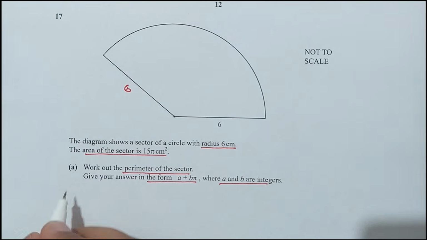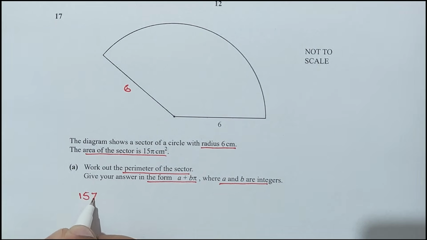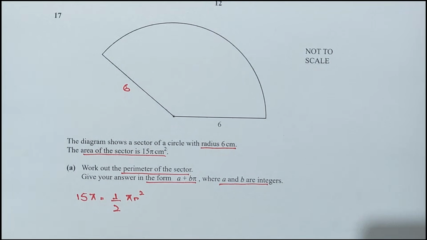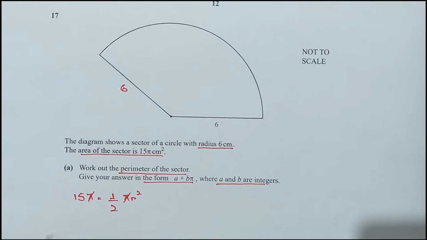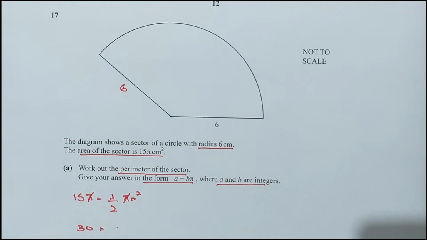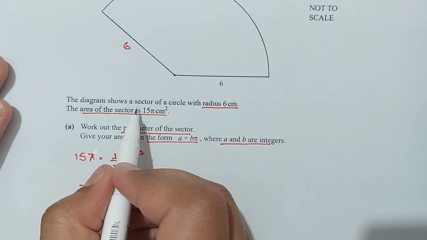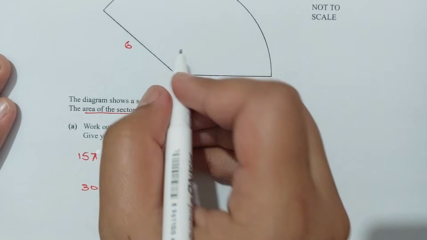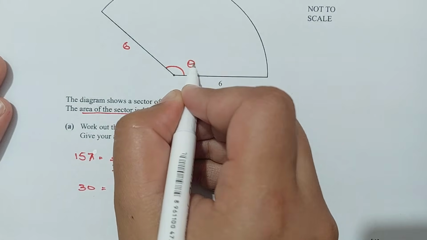Area of a sector is given. Area of a sector has a formula. It is in terms of pi. So area of a sector is 15 pi, which is equals to half pi r square. Pi is cancelled out with pi. Sorry, area of a sector in terms of radians is half radius square theta. We have to solve for theta, this theta, right?